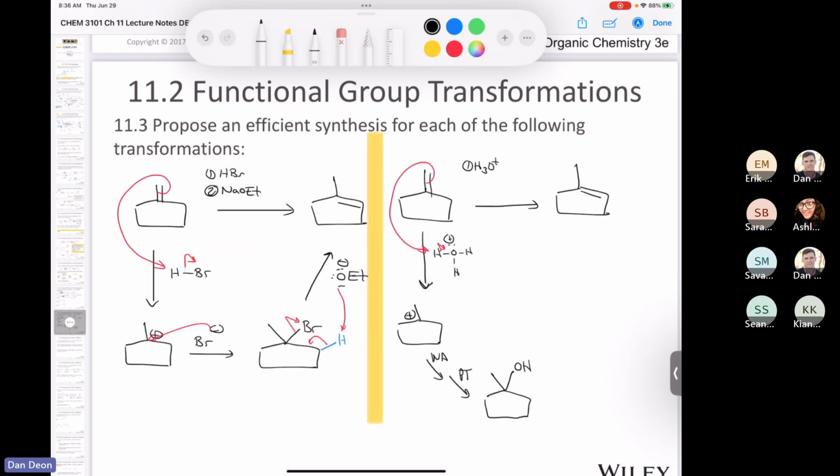Now, is there a way to go from this alcohol to this alkene? You guys remember my favorite reaction in the chapter, or in the whole beginning of Organic 1? If I take an alcohol and I want to make the most substituted alkene, all I have to do is cook it up in sulfuric acid, and you're done. Sulfuric acid and heat.